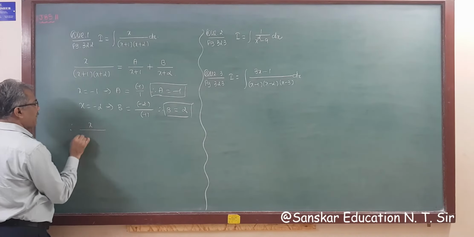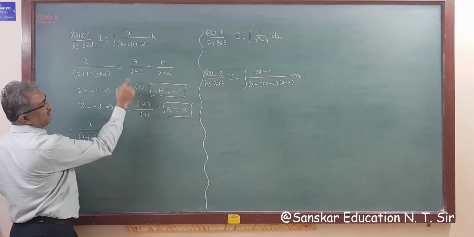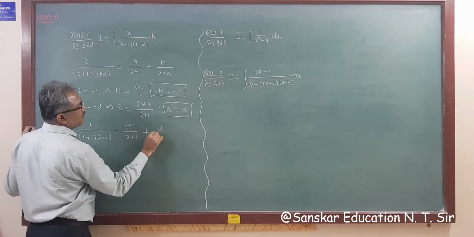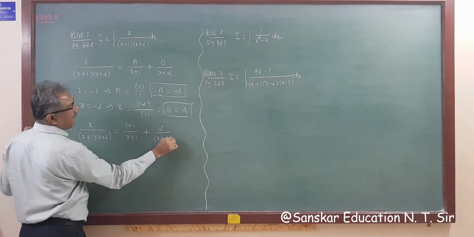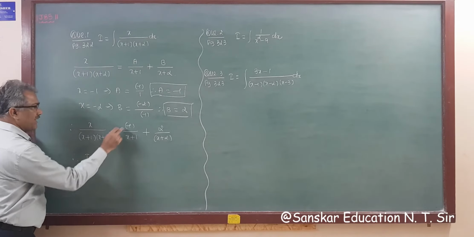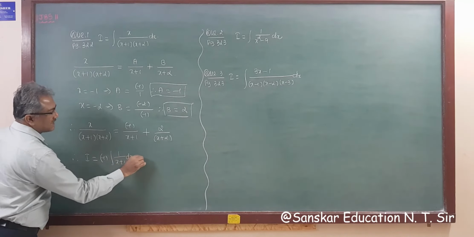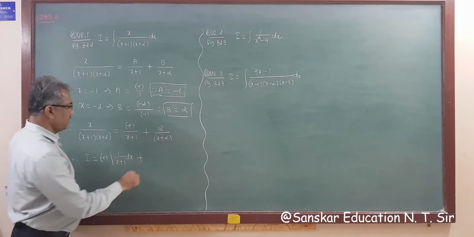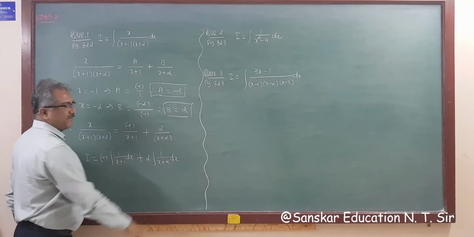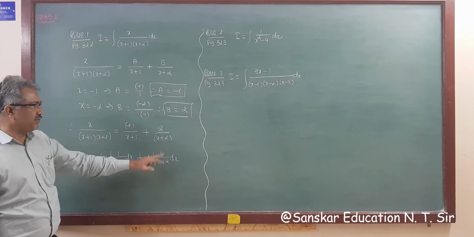We get x upon (x plus 1)(x plus 2) is equal to A is minus 1 whole upon x plus 1 plus 2 upon x plus 2. So integrating both sides, this is our I. So I is equal to minus 1 (constant) integration 1 upon x plus 1 dx and plus 2 (constant) into integration 1 upon x plus 2 dx. So derivative of the denominator is in numerator, derivative of the denominator is in numerator.